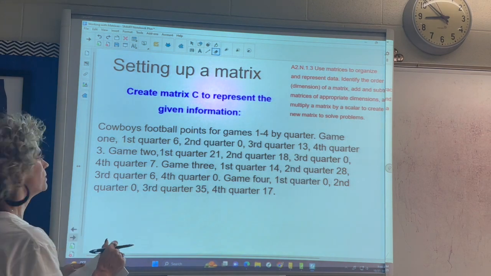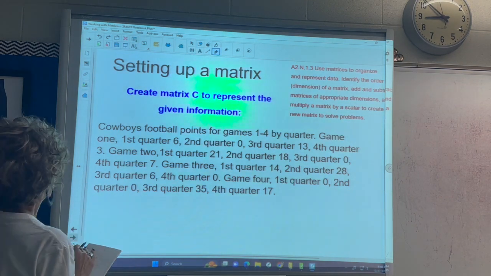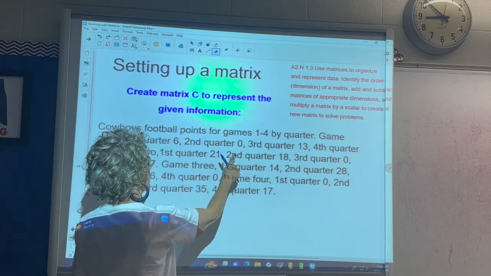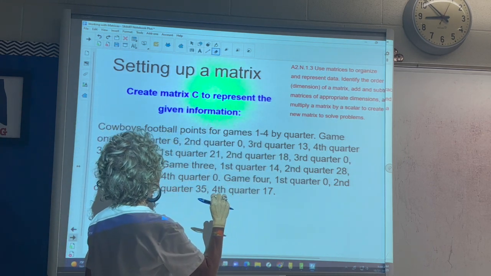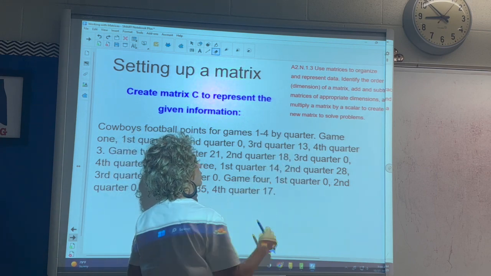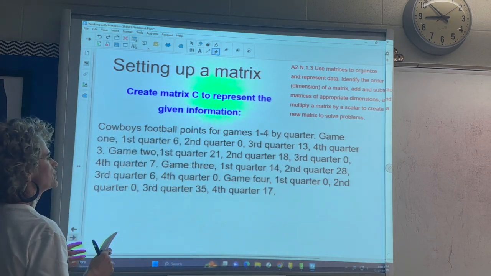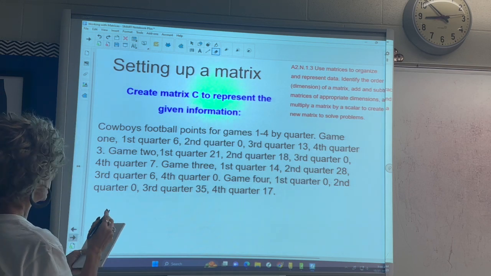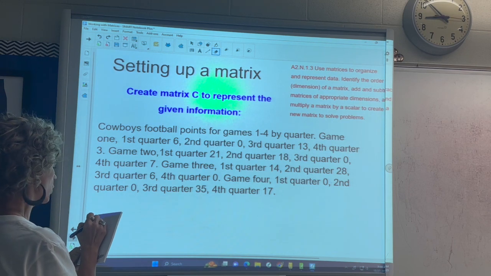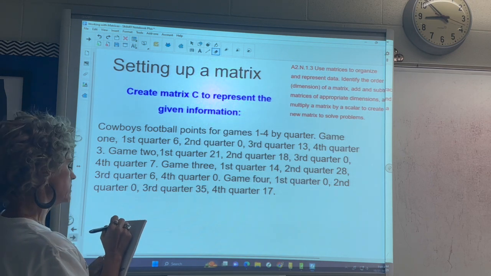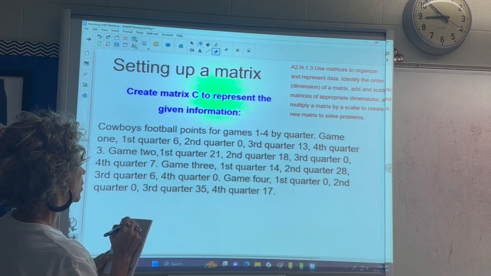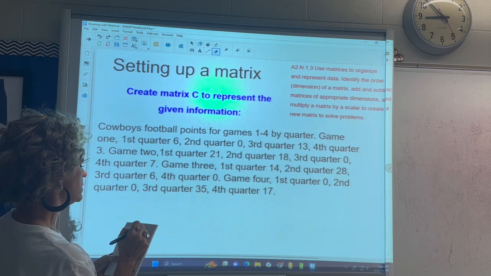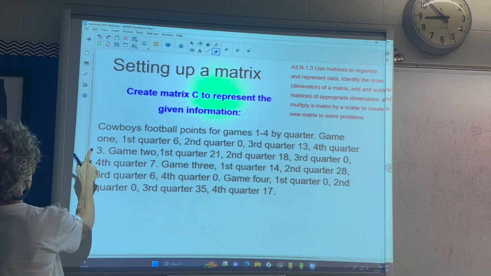Make my matrices, okay? Cowboys football points, 4 games, 1 through 4, so I have 4 games, and the points are given by quarter. We have 4 quarters in a football game, so we have 4 games, 4 quarters. All right, game 1, quarter 1, I have 6 points. Second quarter, I have made no points. Third quarter is 13 points. And fourth quarter is 3 points.